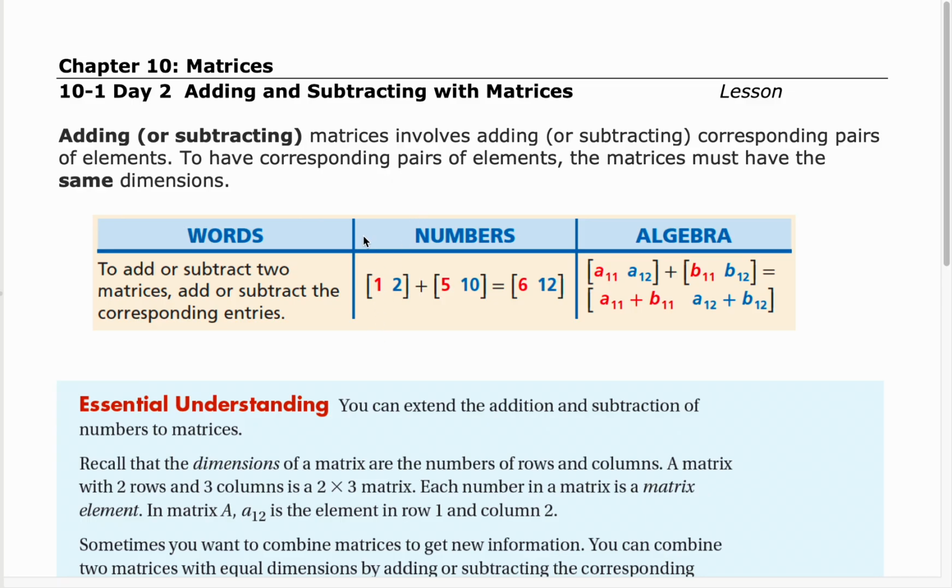So as we can see right here, we're adding the 1 and the 5, you get 6, the 2 and the 10, you get 12. And that's exactly what they're talking about right here. Entry A, meaning row 1, column 1, we add to entry B, row 1, column 1.